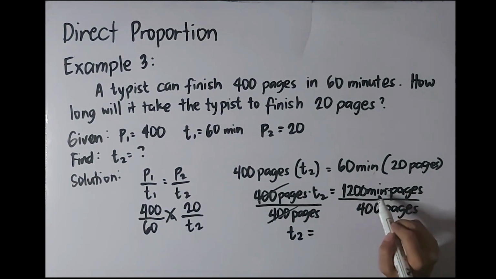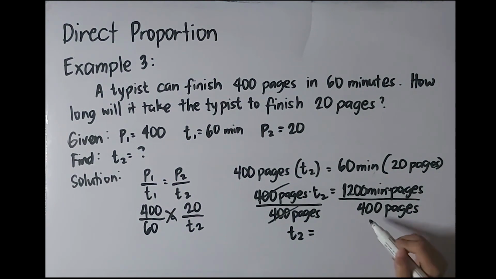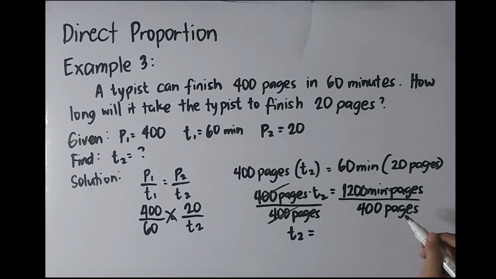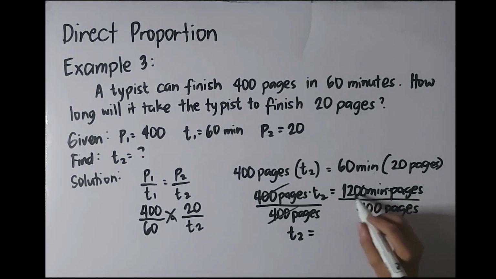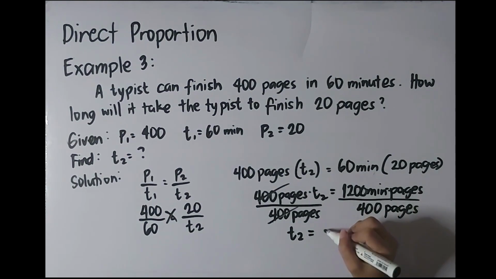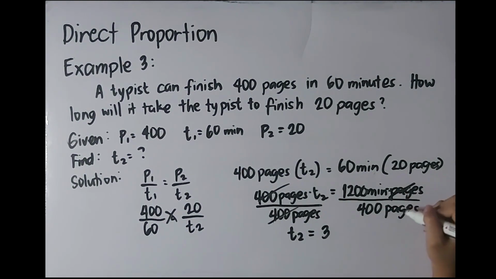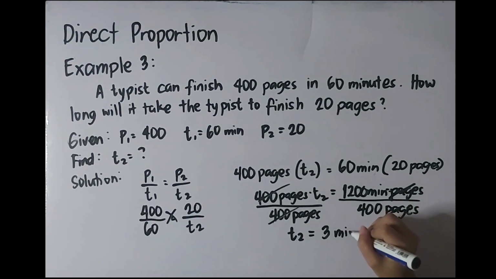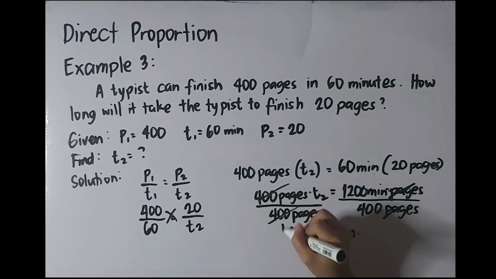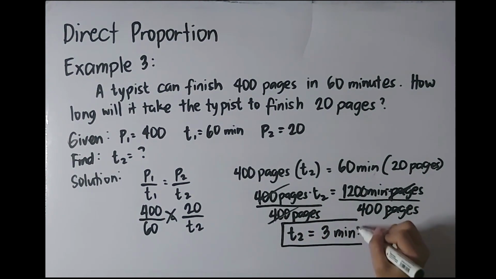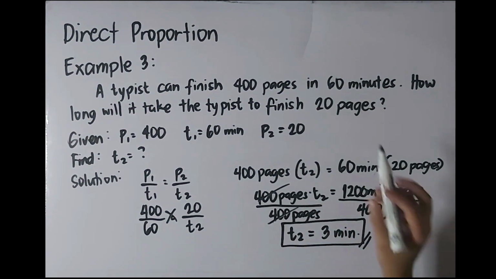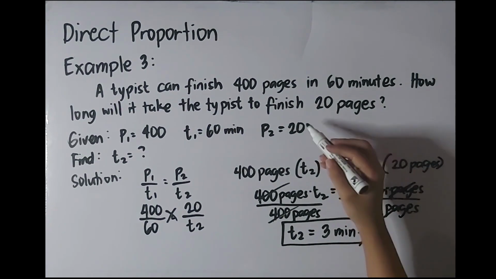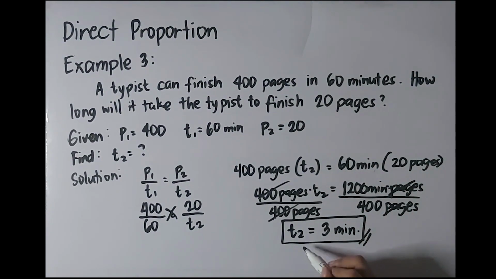So 1,200 minutes pages over 400 pages. So 1,200 divided by 400 is equal to 3. So the unit pages will be cancelled. So we have 3 minutes. So for the typist to finish the 20 pages, to type the 20 pages document, he or she needs 3 minutes. So this is our final answer.